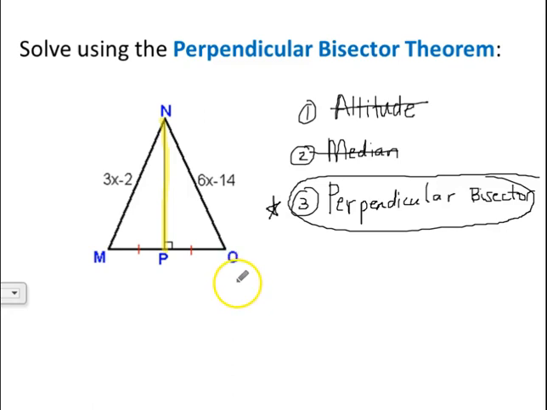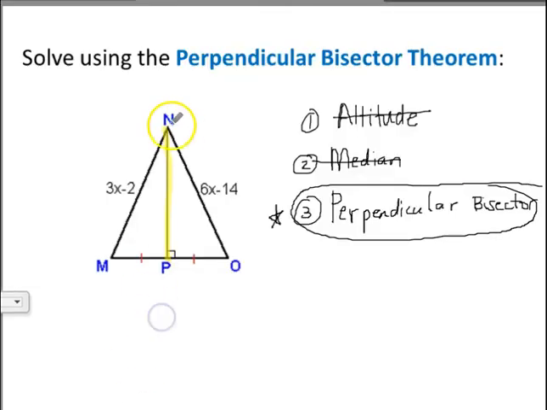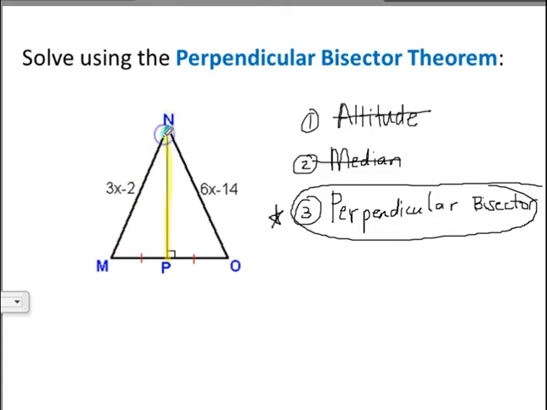And what did we just learn about the perpendicular bisector theorem? That any point on our perpendicular bisector is going to be equidistant from the endpoints. So here's a point on our perpendicular bisector. This point is going to be equidistant to point M as it is to point O. So the perpendicular bisector theorem tells us that the distance from M to N is going to be the same as the distance from M to O.